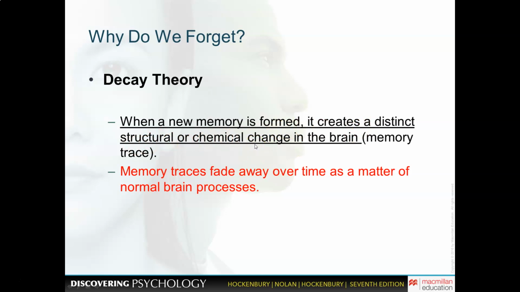Well, over a period of time, memory traces basically fade away, as a matter of normal brain processes. So those structural or chemical changes that occur in our brain tend to decay over a period of time. That is another reason why we tend to forget information over a long period of time if it's not revisited, re-practiced, or basically remembered.